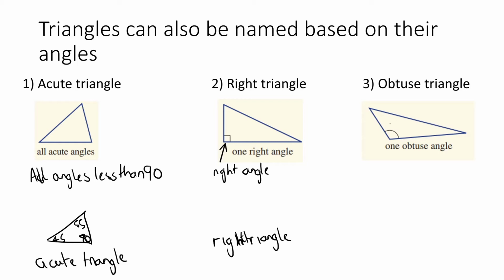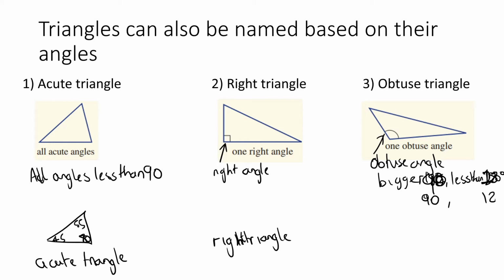And then the last one, they have one obtuse angle. So remember, obtuse angle is bigger than 90 and then less than 180. So that's your obtuse angle. So as long as your angle is bigger than 90 but smaller than 180, then that will be called an obtuse triangle. So if we have an example, let's say this is 120 degrees. One of your angles is bigger than 90, less than 180. We call it an obtuse triangle.